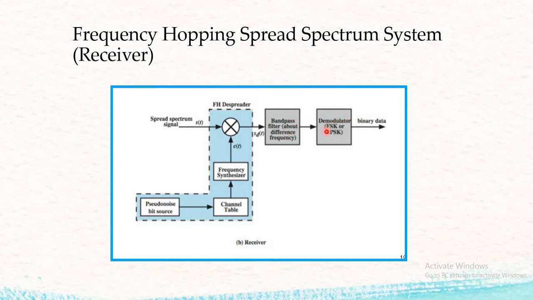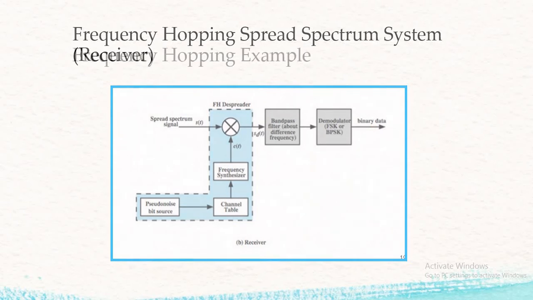Now in the case of a transmitter, as we have used the BPSK and FSK modulator, at the demodulator we are using the BPSK or FSK demodulator, based on the technique which we have used at the transmitter, and then it will recover the actual data back.